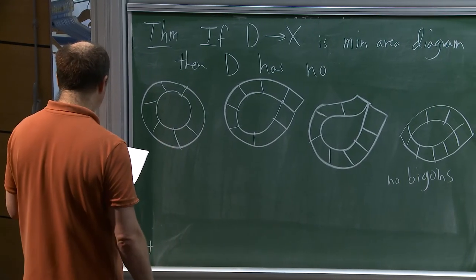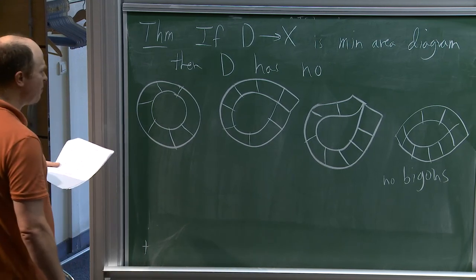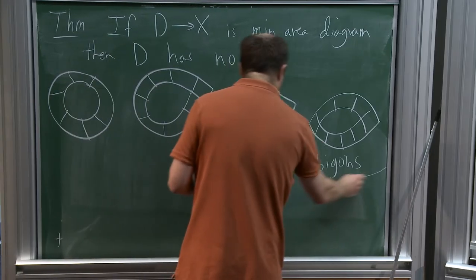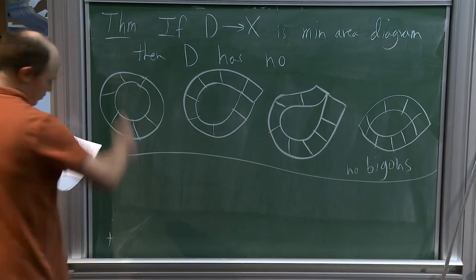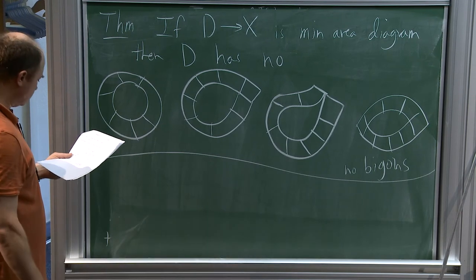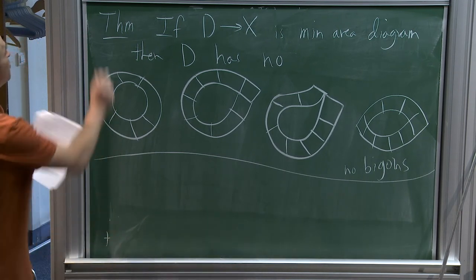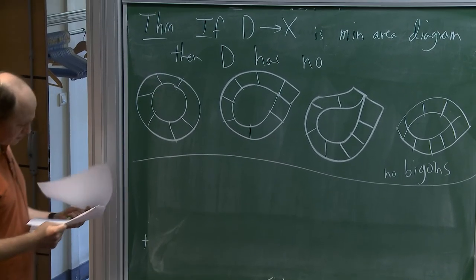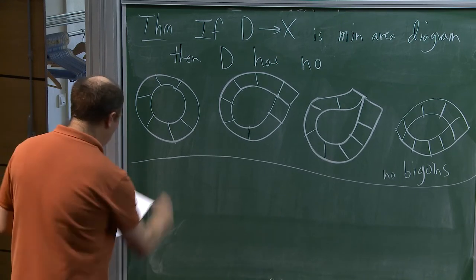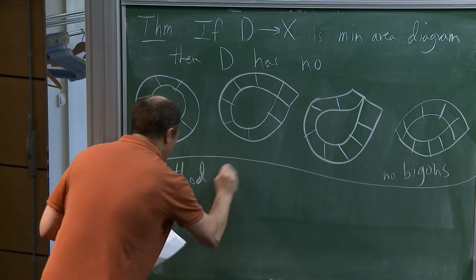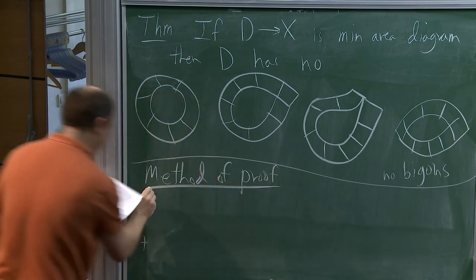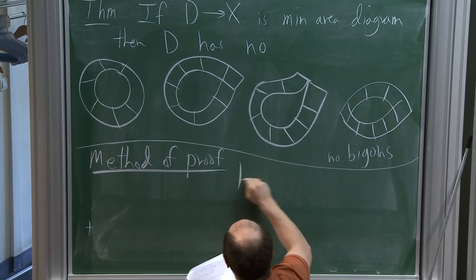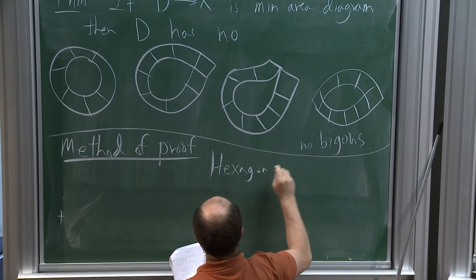Let's talk about the method of proof. I'm going to describe it, but I have to tell you maybe how the story fits together. What we're going to find is that, here goes. Method of proof. Indira made me do this. Hexagon moves.